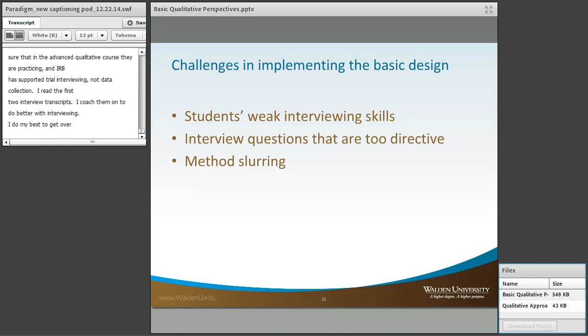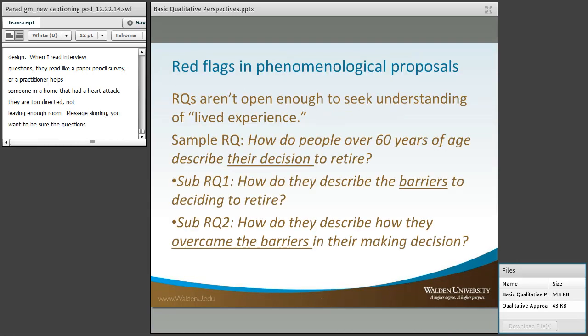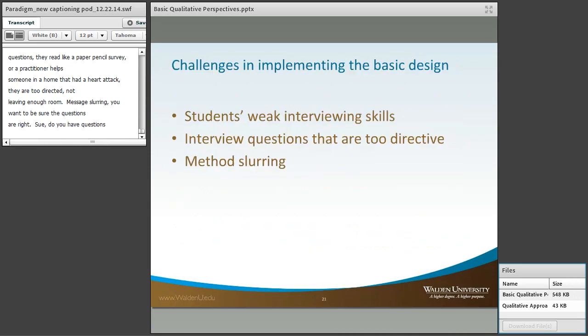And often when I read interview questions, I find they read like a paper pencil survey, or like a health practitioner goes into a home to ask somebody who has had a heart attack. They're much too direct, if not leaving enough room. And this possibility of method slurring, so we want to be clear the questions are right. Susan, do you have any comments on data collection, that there are challenges?